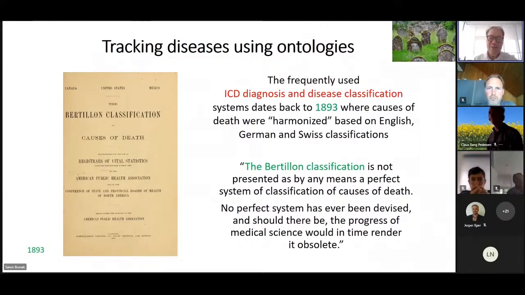Of course, these codes got introduced in Denmark very fast when WHO released them, but of course the codes are behind the real development.